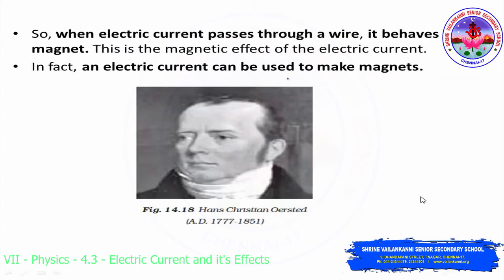So, Hans Christian Ørsted. When the current passes through the wire, it behaves like a magnet actually. That is what we are discussing, the magnetic effect of the electric current. When a current is passing through a conducting wire, the current itself acts like a magnet, it behaves like a magnet. So this is what is called the magnetic effect of electric current.